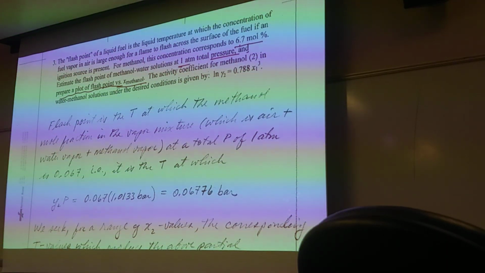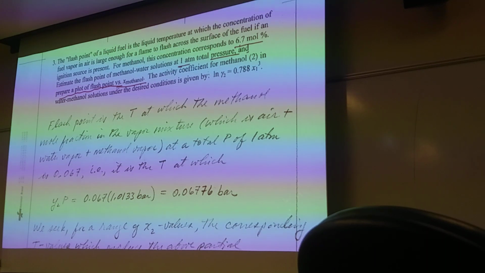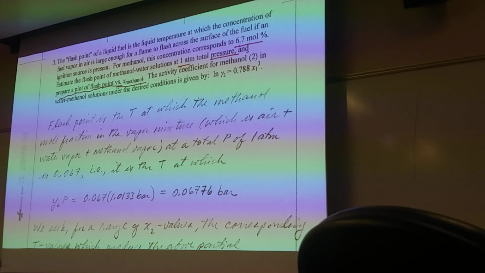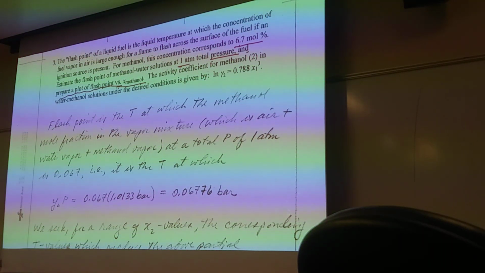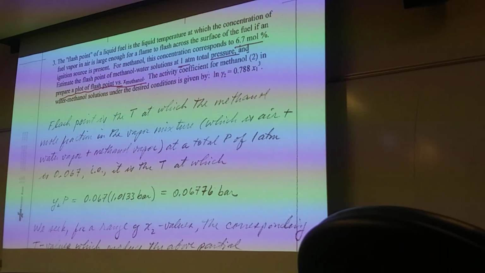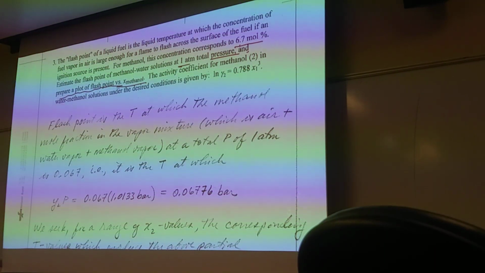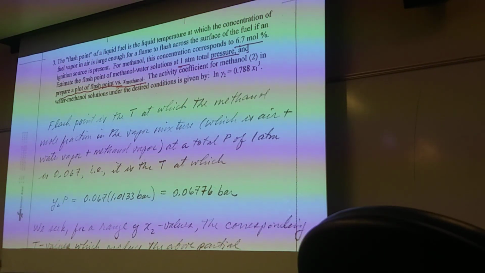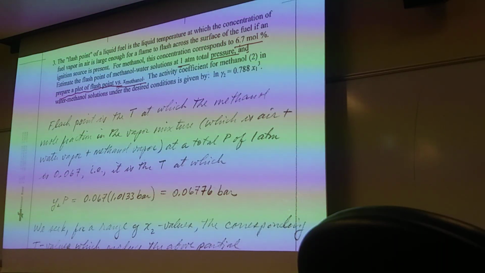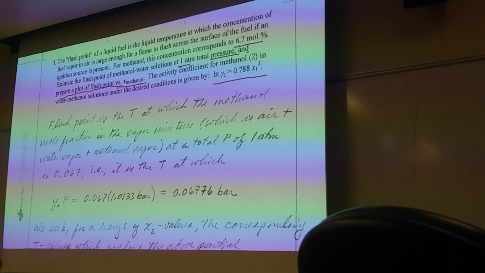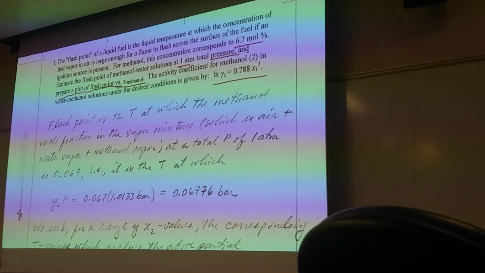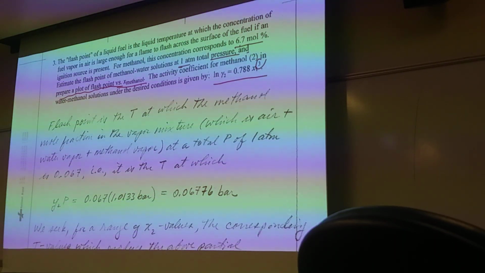And you could guess that the higher the concentration of methanol would be, then the lower would be that flash point temperature. Going down finally, if I had pure methanol, then I would have a minimum value for that flash temperature. And if I go to 0 methanol, then of course that temperature would go to infinity. Now the activity coefficient for methanol in the methanol water solution is given by this expression, log gamma 2 is equal to 0.788 x1 cubed. So a little bit different here, we've got a different exponent.